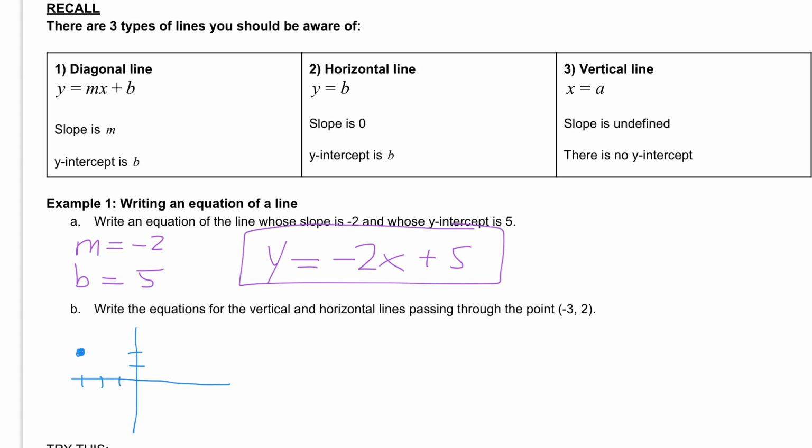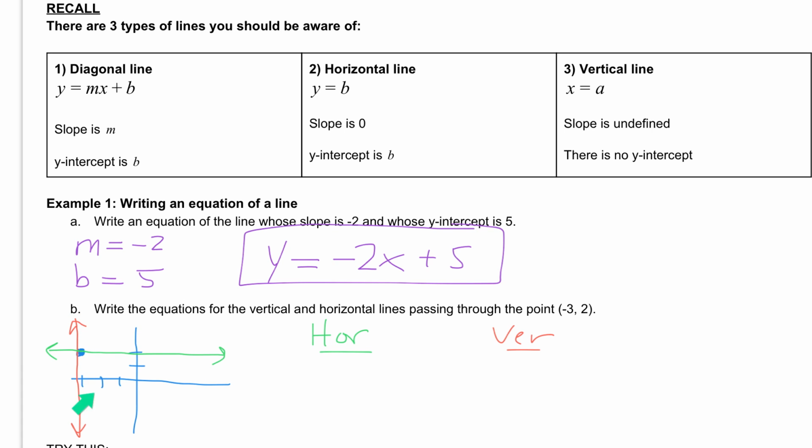And if we think about the vertical line through that point, that's here. And if we think about the horizontal line through that point, that's this line right here. And what we want to do is write an equation for the horizontal line, and write an equation for the vertical line.